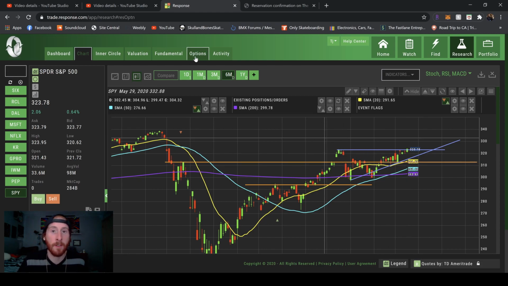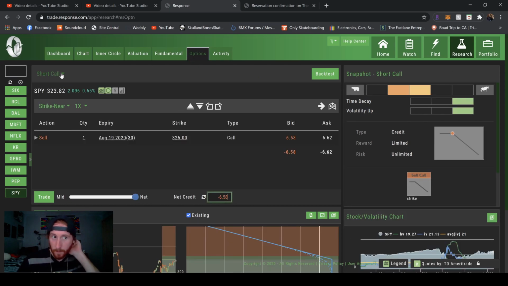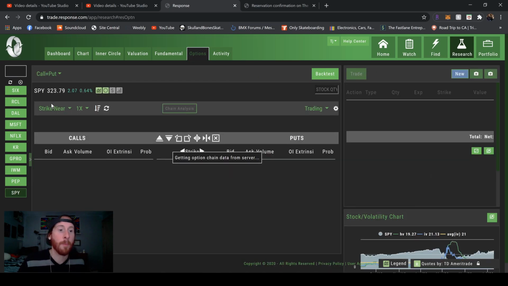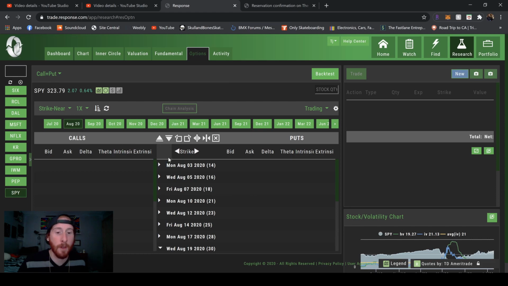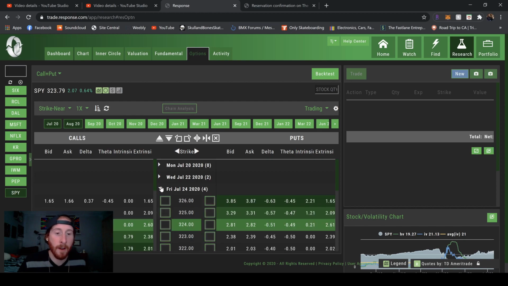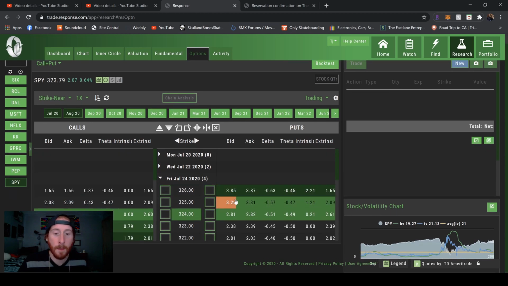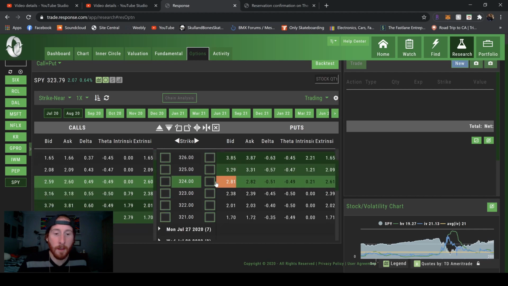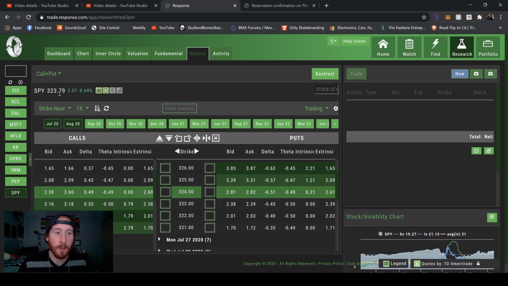Now I'm going to come up here to the option chain, open up the calls and puts option chain. And I personally like to trade in weeks because you can make more over time, and I don't mind putting the work in. So let's look at Friday. Open up Friday, 4 days from now, right? It expires in 4 days.